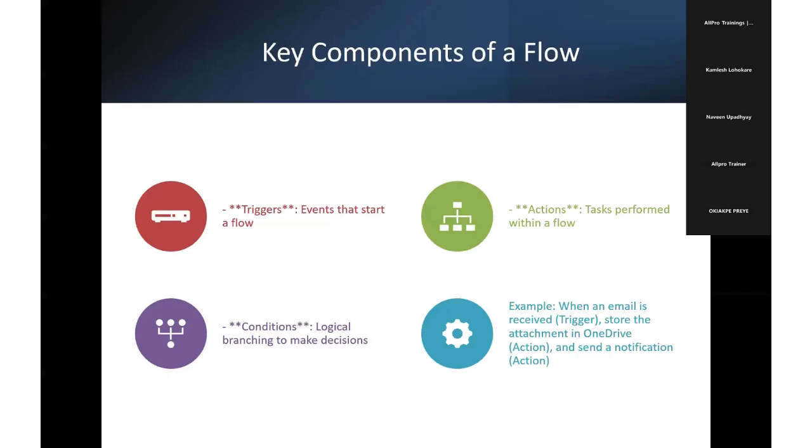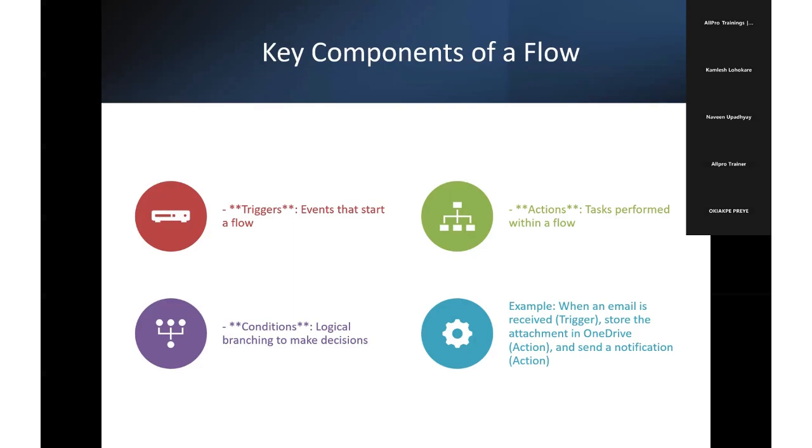Coming to the key components of a workflow, the first one is the trigger, which is when to start. Then the actions. Then we have to write the conditions. Then the input to your workflow, then the output. These three key components are very important when you are using Power Automate.